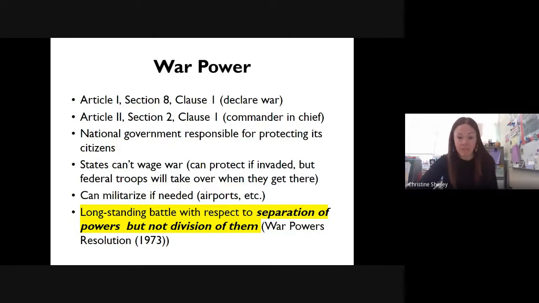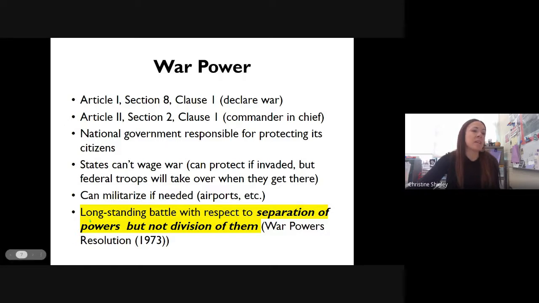And there are many places in the Constitution where it says states cannot wage war. So they have decided that states were probably going to call on you at some point, that'd be cool, but the national government is responsible for protecting this country and its citizens. So again, constitutionally, states cannot wage war. Now, if Canada invades us, which is unlikely, but if they do, we can begin that protection process ourselves, but then federal troops will take over when they get there. The national government can militarize if needed. So they can take over airports. Of course, that's not in the Constitution because there were no airplanes.